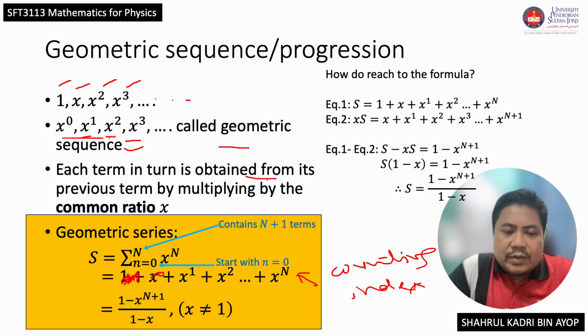So this geometric series, if we notate it as this summation, is equal to (1 minus x to the power of n plus 1) over (1 minus x). And x must not equal 1, because if it is equal to 1, what will happen? It will be meaningless, because 1 minus 1 is 0, so it will go to infinity. So x must not be equal to 1.